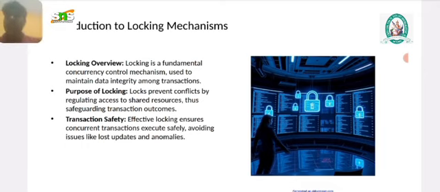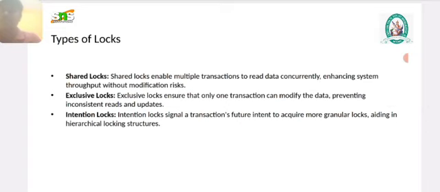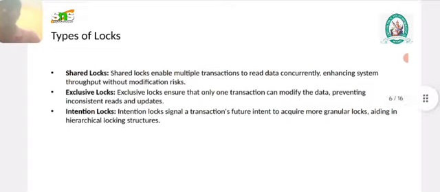Transaction safety: locking ensures concurrent transactions execute safely, avoiding issues like lost updates and anomalies. Types of locks: shared locks, exclusive locks and intention locks. A shared lock allows multiple transactions to read data concurrently, enhancing system throughput without modification risk. An exclusive lock ensures only one transaction can modify the data, preventing inconsistent reads and updates. Intention locks signal a transaction's future intent to acquire more granular locks, aiding hierarchical locking structures.